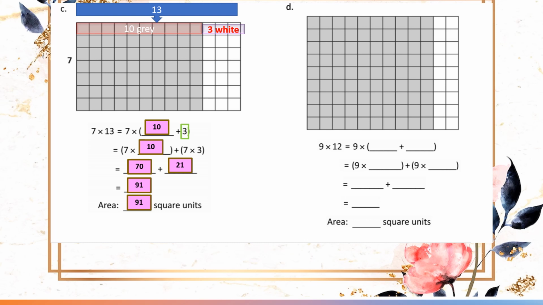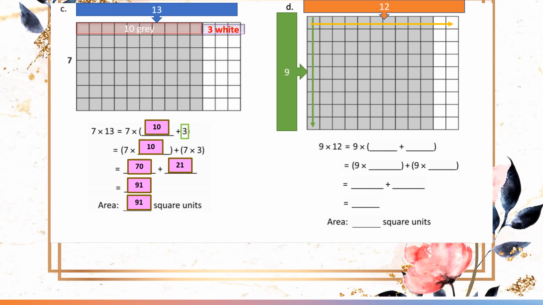Okay, let's go ahead and move on to letter D. All right, if we look below the array, it shows us that our area equation is 9 times 12. So that means that the length of this big rectangle is 9 units. And the width of this big rectangle is 12 units. But we're using the distributive property today, so we're going to break apart the larger number, which is the 12, based on the gray and the white sections.